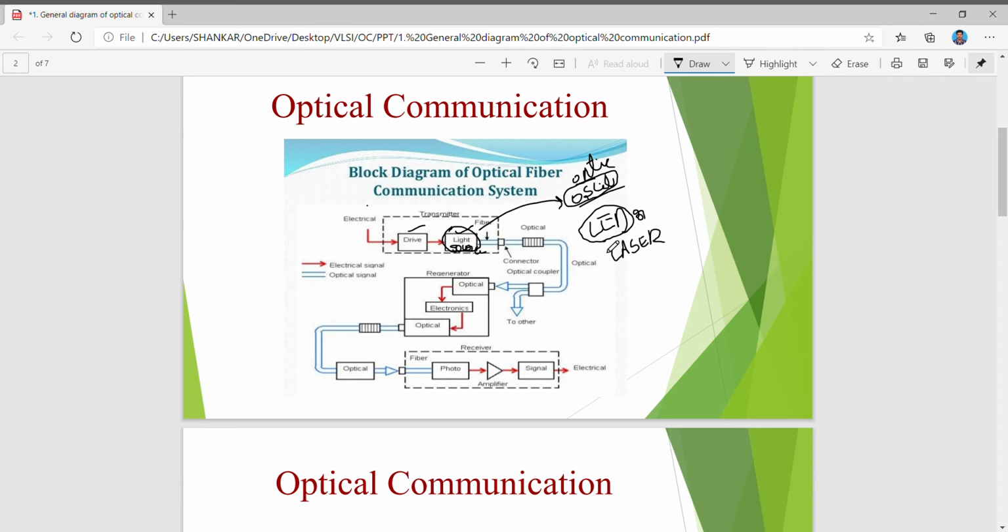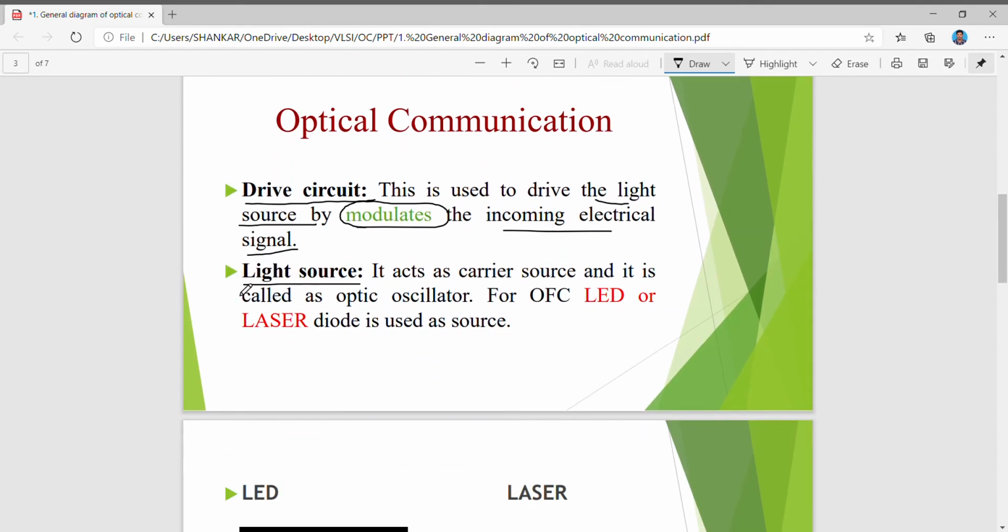only the laser is used, because the light signal generated by the laser has very high intensity, while LEDs generate a less intense signal. That's why we cannot use LEDs for long distance communication. See here, the light source acts as the carrier source or carrier oscillator.